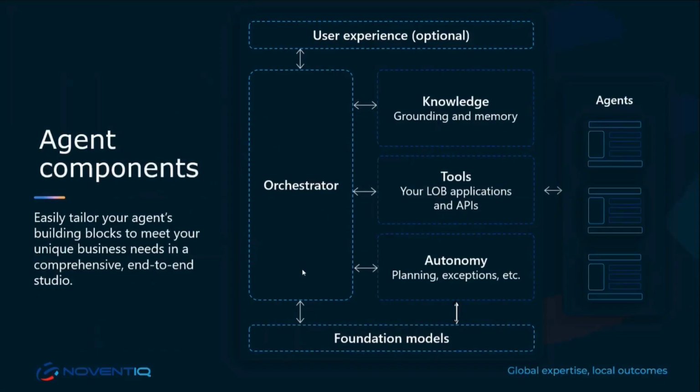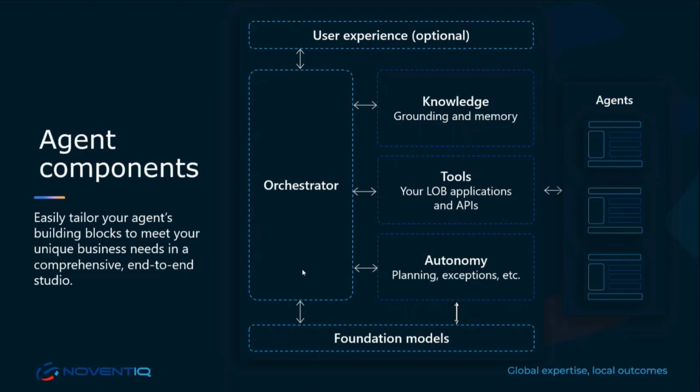Let me go a little bit ahead on the agent architecture. So this is a standard agent architecture that you might see. The declarative agents and the custom engine agent build upon this fundamental architecture. You have your user experience, which is optional. You have your orchestrator. You have your foundational models. You have your knowledge base, your tools. These tools are for tool calling, function calling that we do inside a large language model. And then there is an autonomy part, which is more related towards autonomous agents.